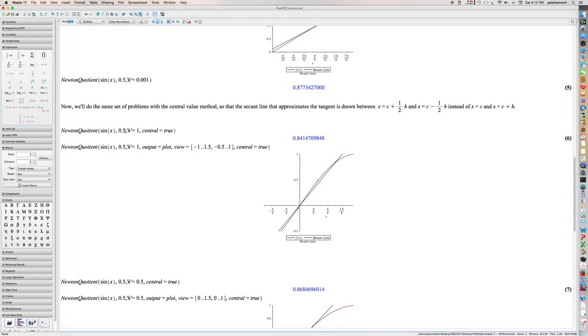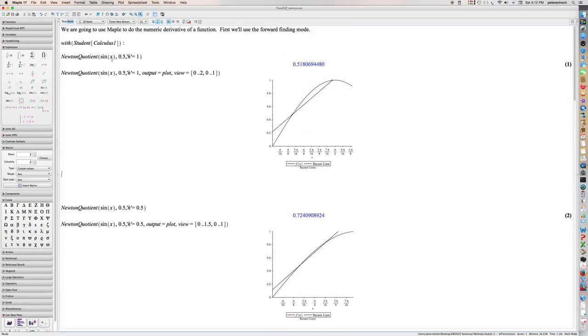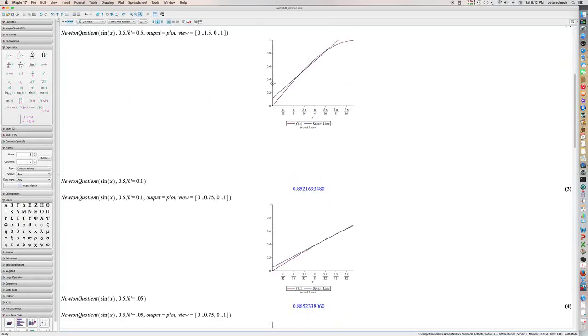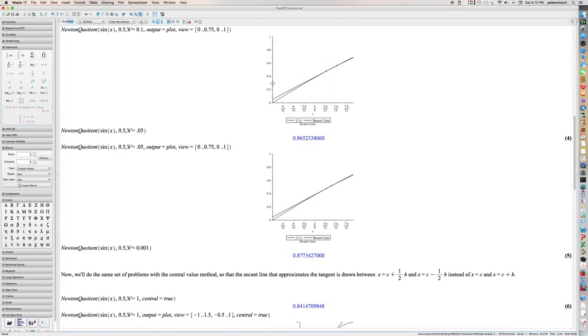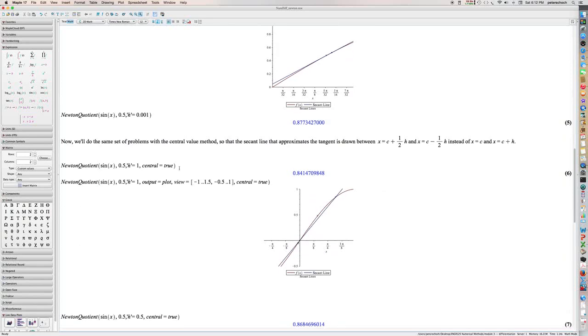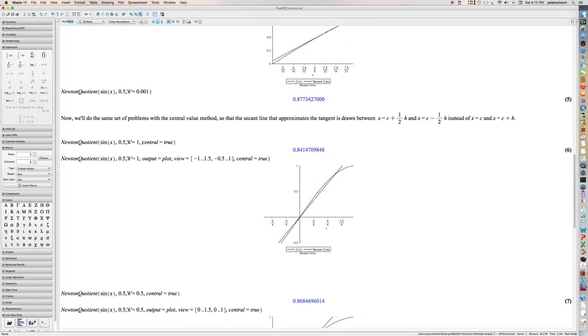If I just go to my h equal to 1 again, now if I go back up to the top, my forward finding method for h equal to 1 was abysmal. Wasn't even close. If I come down here to my center finding method at h equal to 1, which should be abysmal, remember this h is going to take half of this. So it's actually going to take the midpoint, go 0.5 in front, 0.5 behind, and it's going to find the slope between those 2 points for the center finding method. I'm already good to 1 decimal place accuracy.